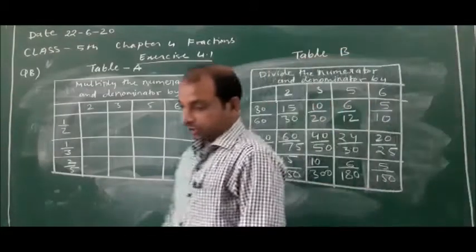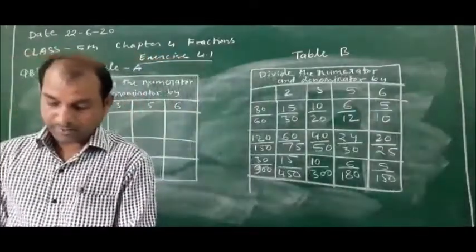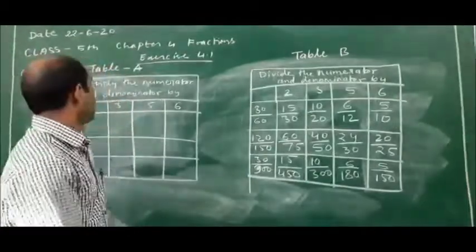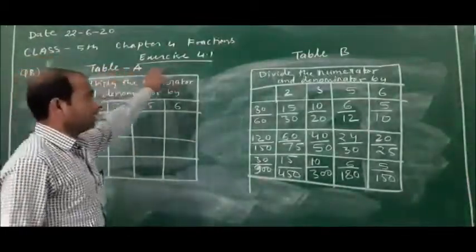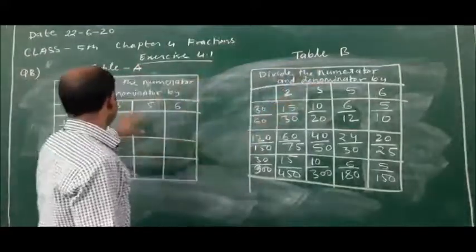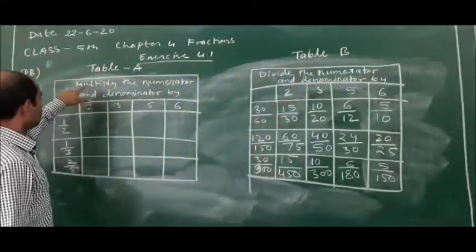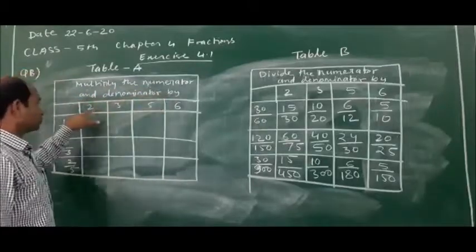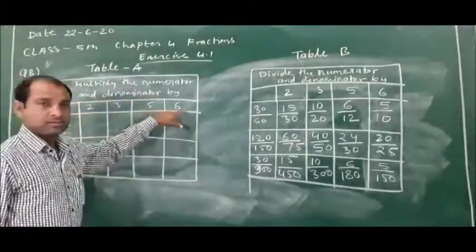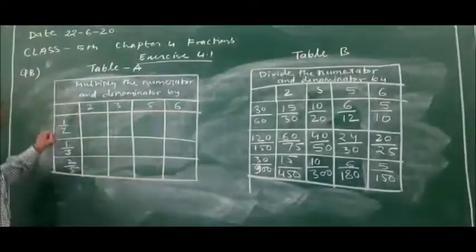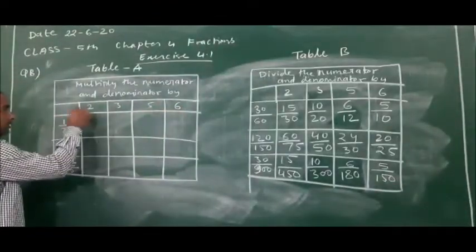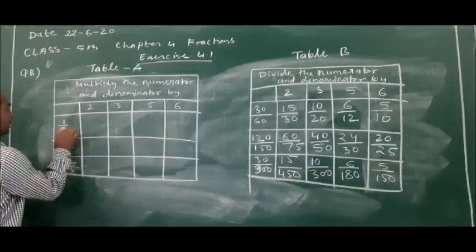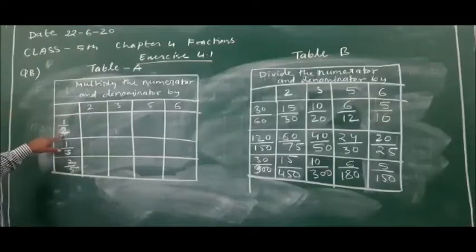Now dear children, question number B, complete each table of equivalent fractions. Here are two tables, table A and table B. In this table, the question is saying multiply the numerator and denominator by 2, 3, 5 and 6. So first we multiply the numerator by 2. After the numerator, we multiply the denominator by 2.